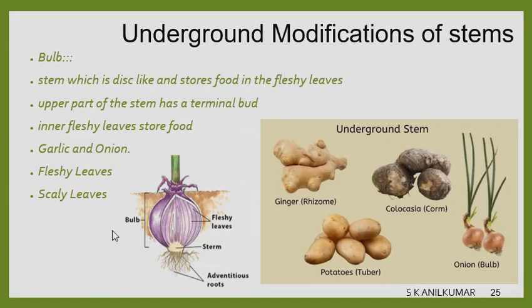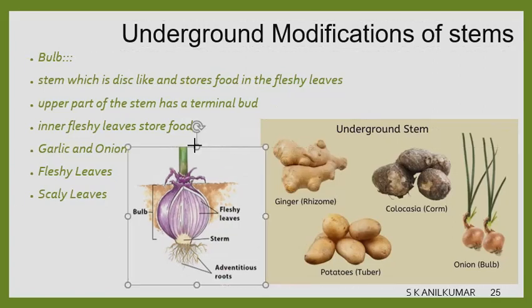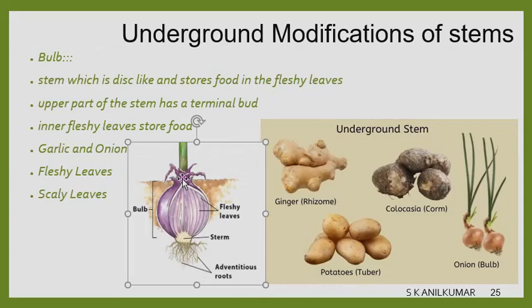And then we have the onion. What is special about the onion? The special thing about the onion is that it has a bulb-like figure. It is a disc-like stem that stores food in the fleshy leaves. The upper part has a terminal bud, on the top. The terminal bud is the one that becomes the shoot.